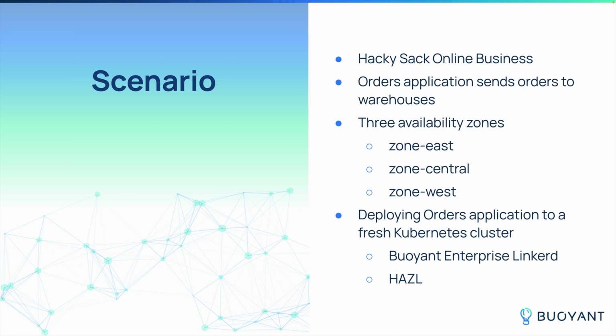We're going to deploy the orders application on a fresh Kubernetes cluster, and we'll then deploy Buoyant Enterprise Linkerd and enable HAZL. Let's go.